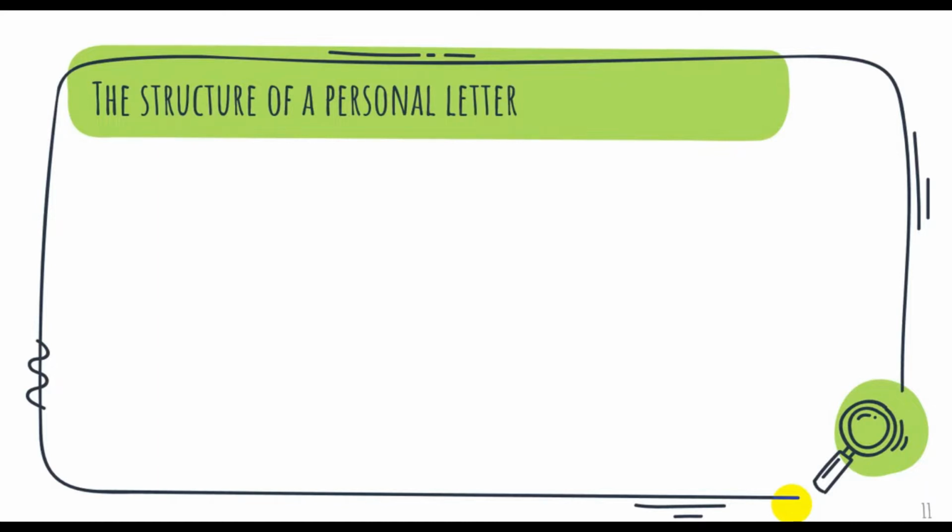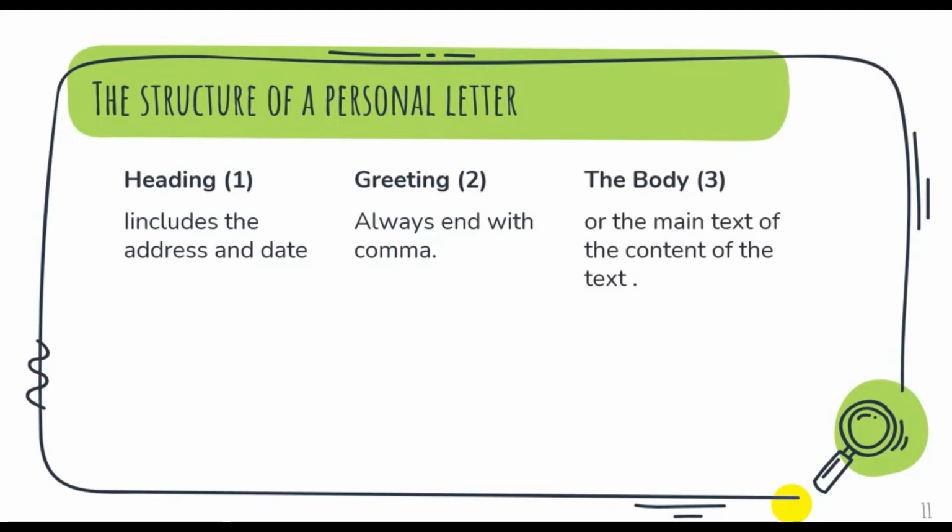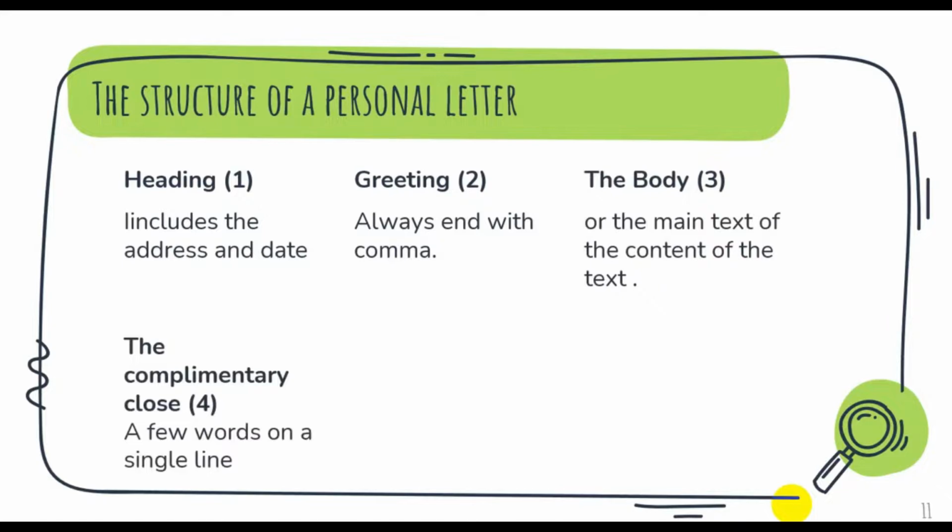The structure of personal letter. First, heading. Includes the address and date. Second, greeting. Always end with comma. Third, the body. Or the main text of the context of the text. Fourth, complimentary close. A few words on a single line. Fifth, signature line. Write your name. Postscript.